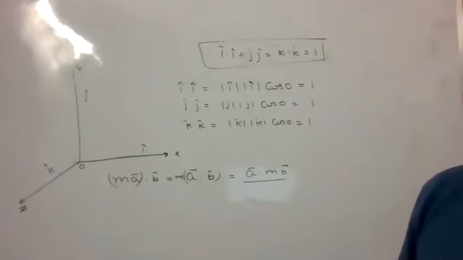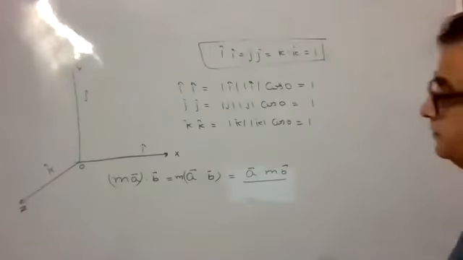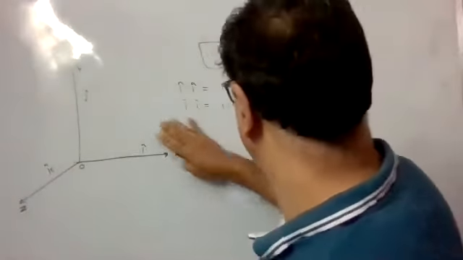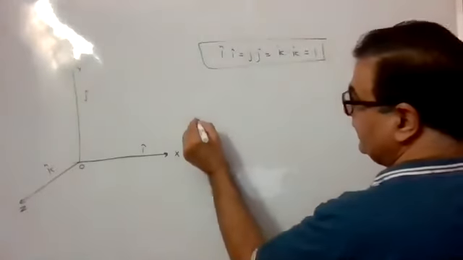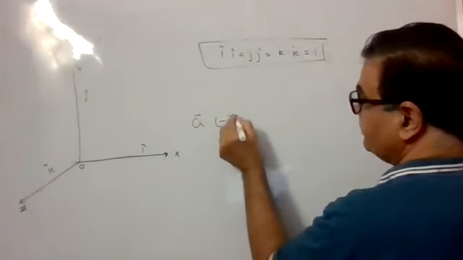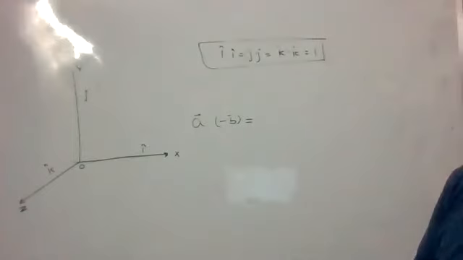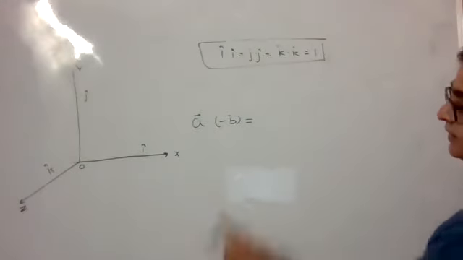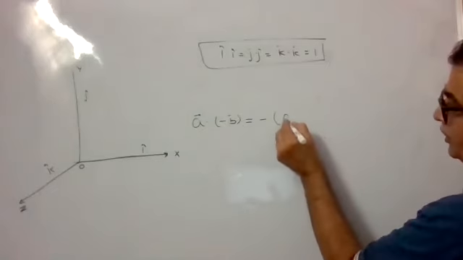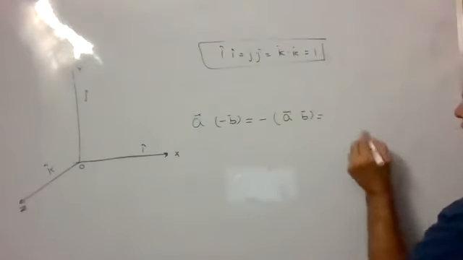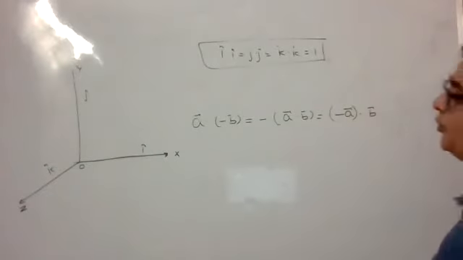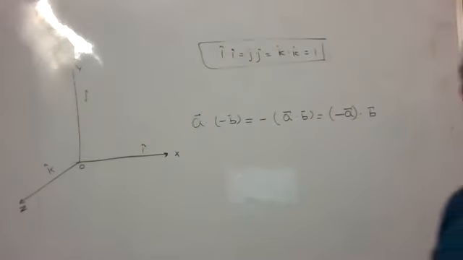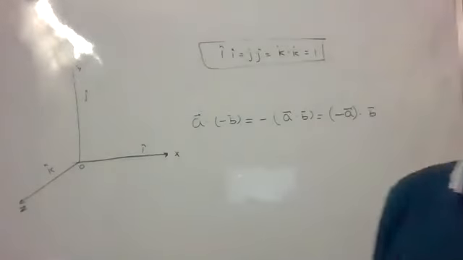Now next property, please. If I say A dot minus B, what should I write here? Can you tell? This minus can be taken on the total, that is minus of A dot B, or you can take it with A as minus A dot B, anything you can take, there will be no problem. We will say minus, or minus 1, can be taken with any of the vectors.